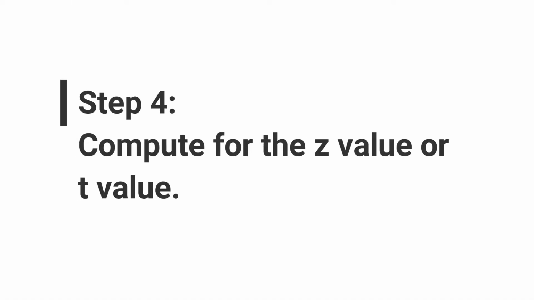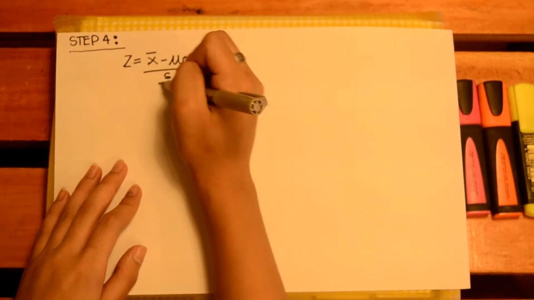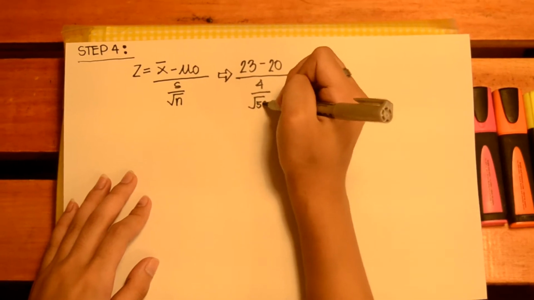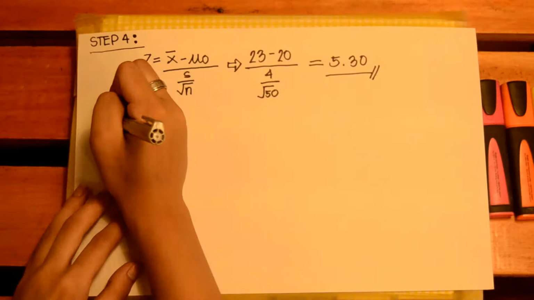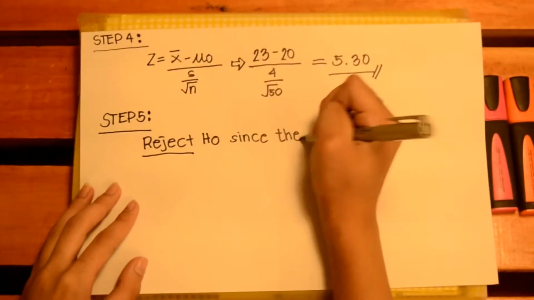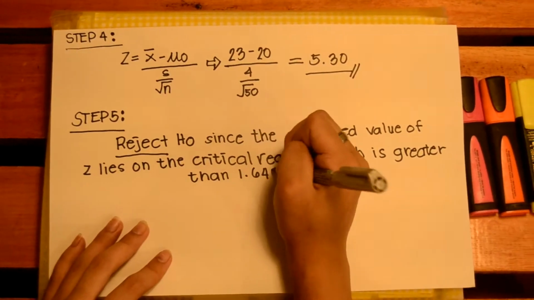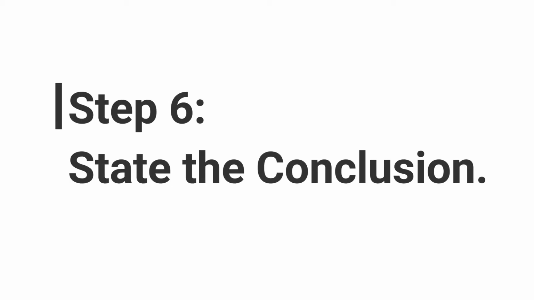Step 4. Compute for the z-value or t-value. Step 5. Decide whether to accept or reject the null hypothesis. Step 6. State the conclusion.